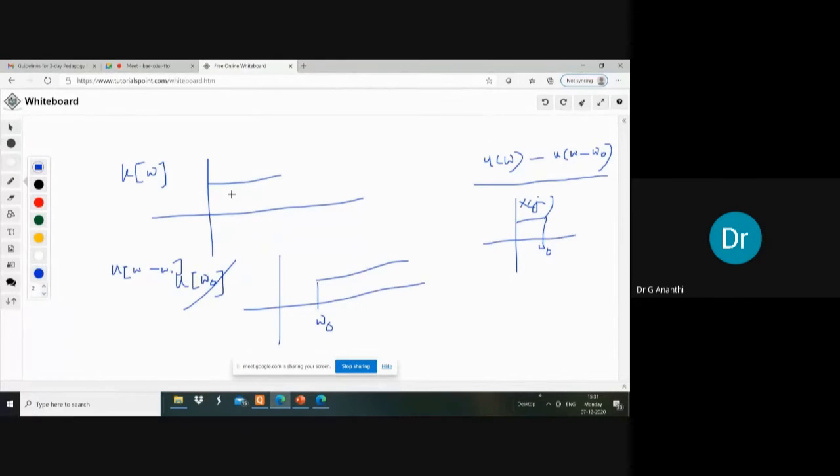U of omega is the unit step signal. It starts from 0, and u of omega minus omega naught starts from omega naught onwards. If you subtract these two, you will get 0 to omega naught. You get a pulse, and the pulse is shifted by every multiple of the sampling frequency when you sample it.